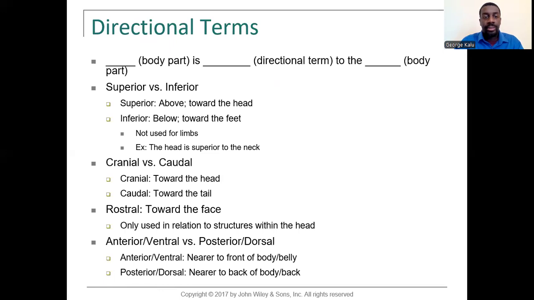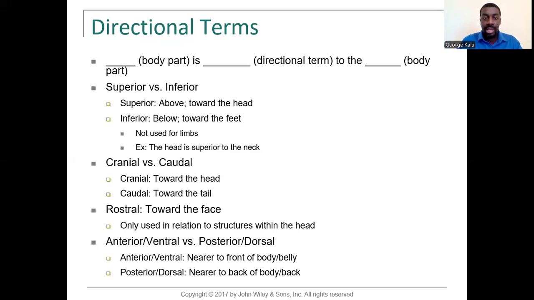Okay. So the first thing that we need to do is discuss how we phrase all of these relationships. Okay. So we say one body part is insert directional term to the next body part. Okay. So I'll give you an example here. So the first one is superior versus inferior. Okay. Superior means towards the head or above. Inferior means below or towards the feet. Okay. But you don't use this for limbs. We'll talk about what you use for limbs. Okay. So this is used for everything else, but not your arms or your legs.